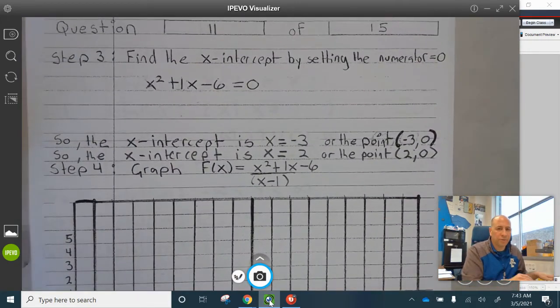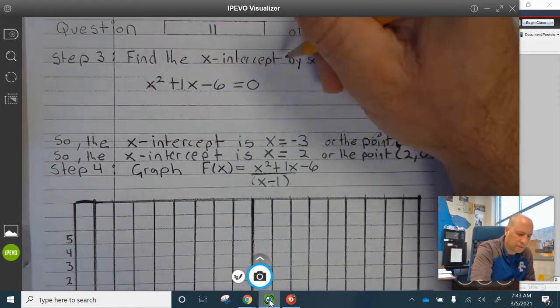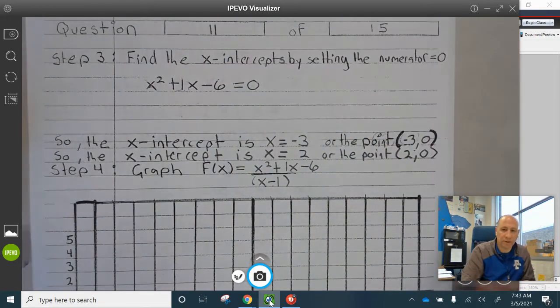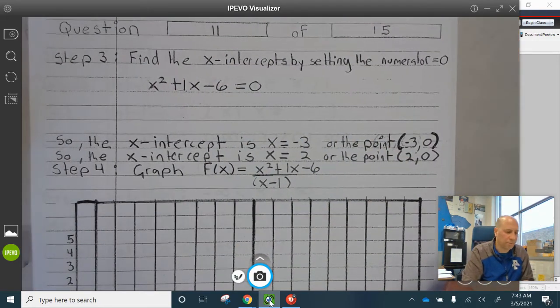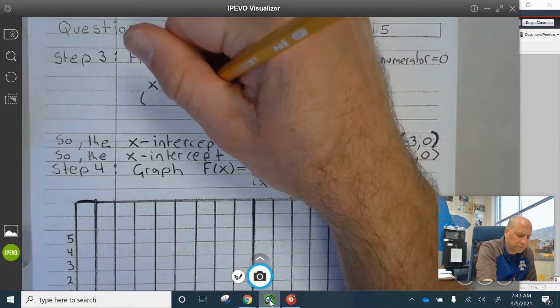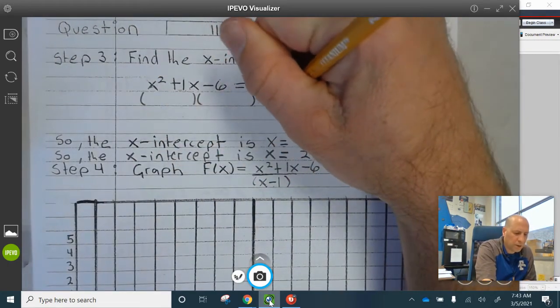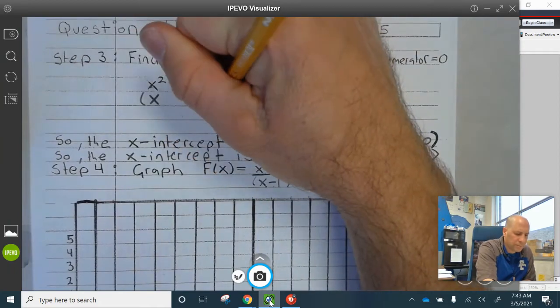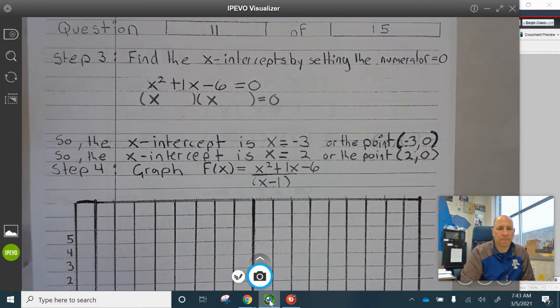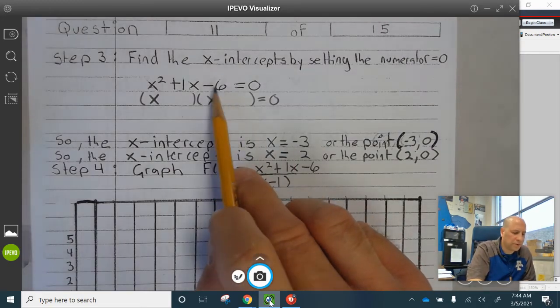Step 3, find the x-intercept, and I should say x-intercepts, by setting the numerator equal to 0. So we have two parentheses equal to 0. So we have x and x. Now we ask ourselves, what do you multiply to give you -6 and combine to be +1?